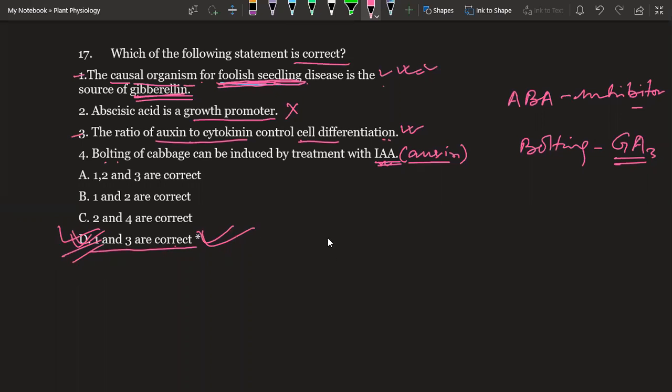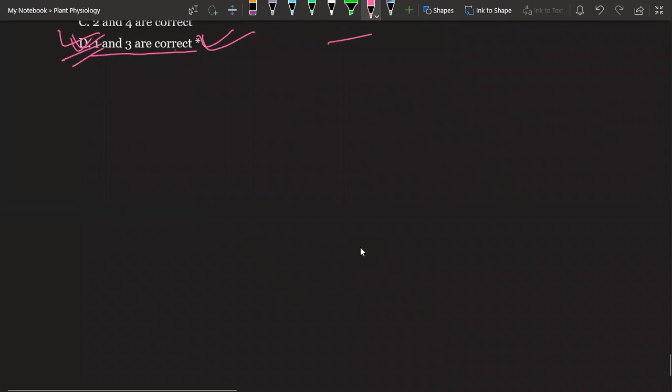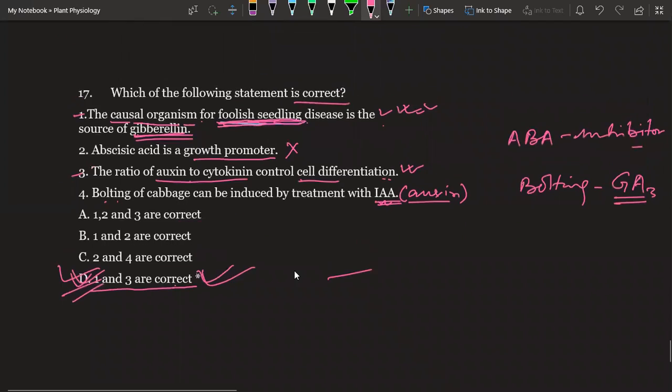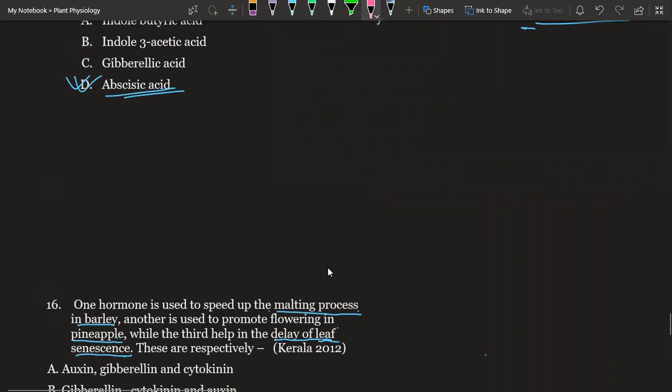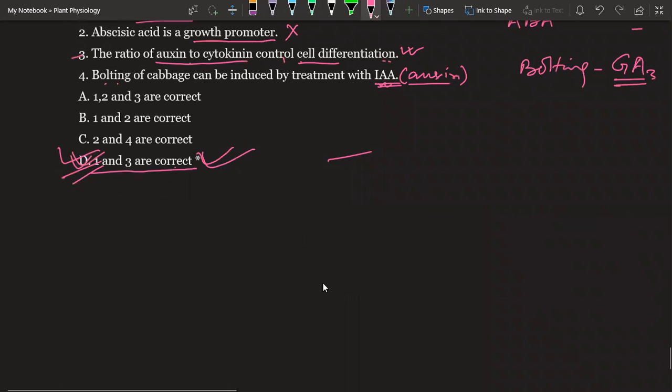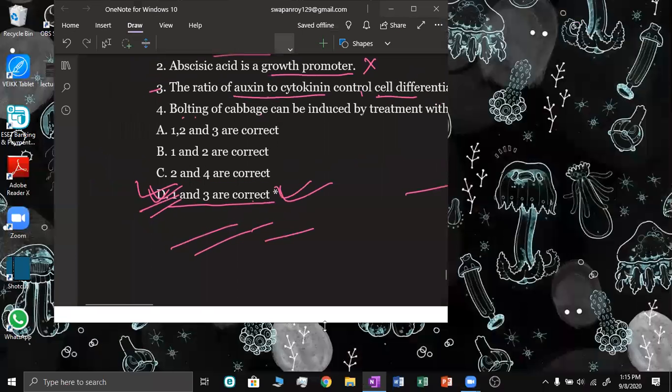Okay, so these are a few expected and important questions from the growth regulators. So if you have any question, any doubt, please you can ask. Do you have any?